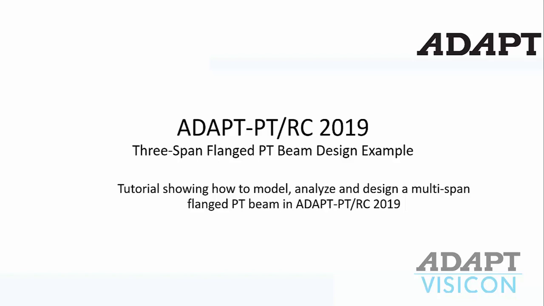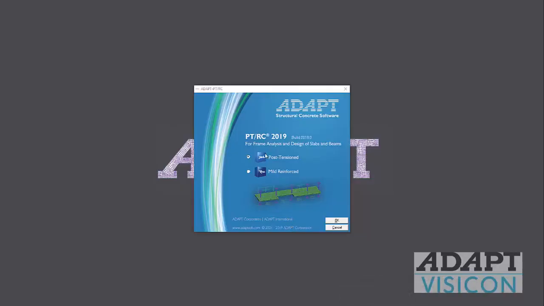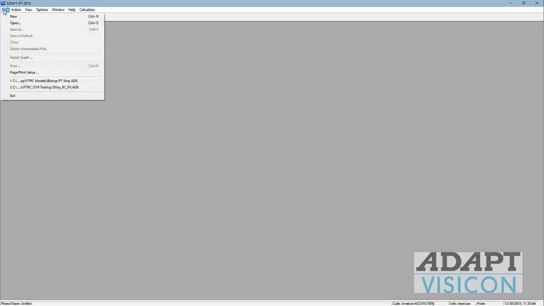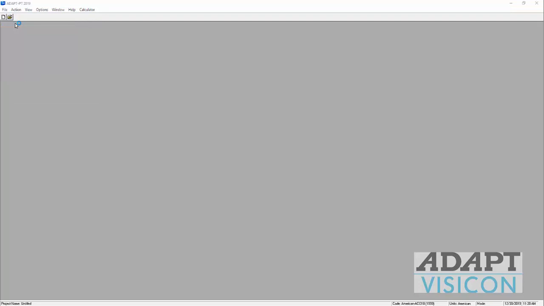In this video, we're going to summarize the one-way slab model, and we're also going to define only those input parameters that affect post-tension beam design in the program. So to start, we're going to go ahead and launch ADAPT PT-RC 2019, and we're going to open the one-way slab model.